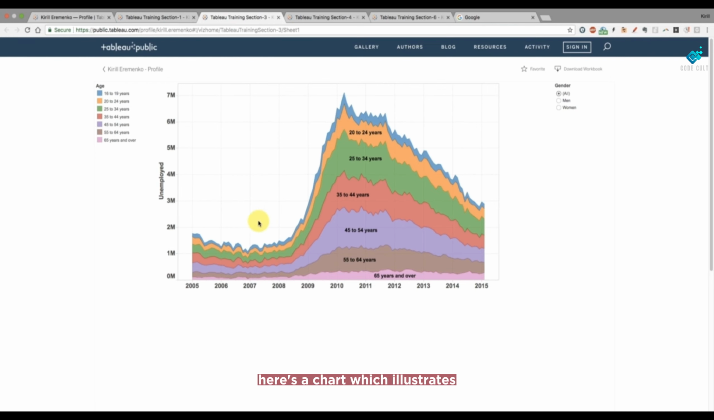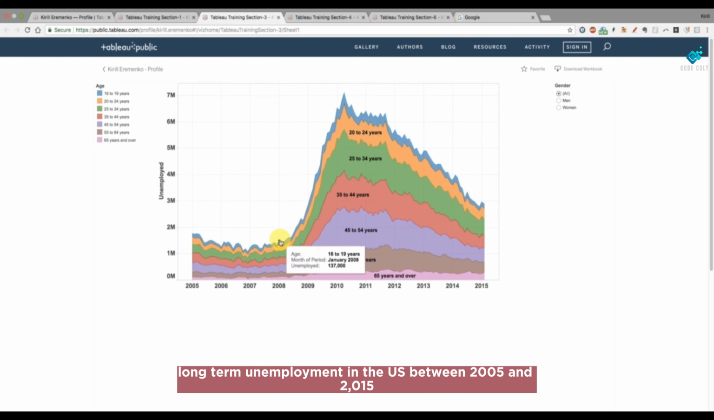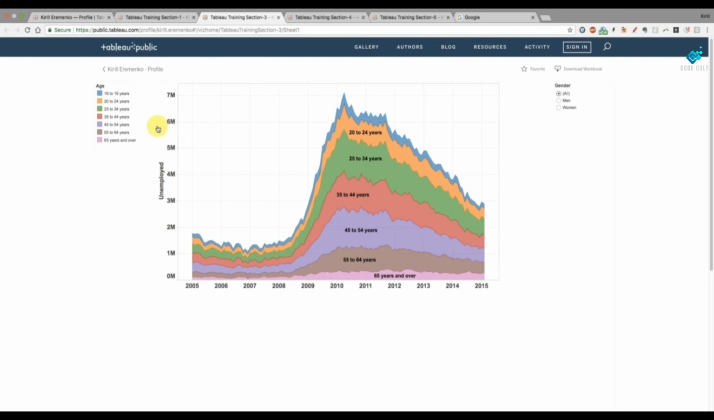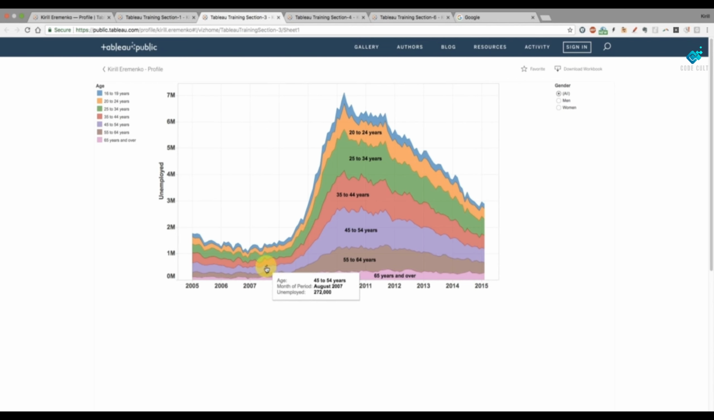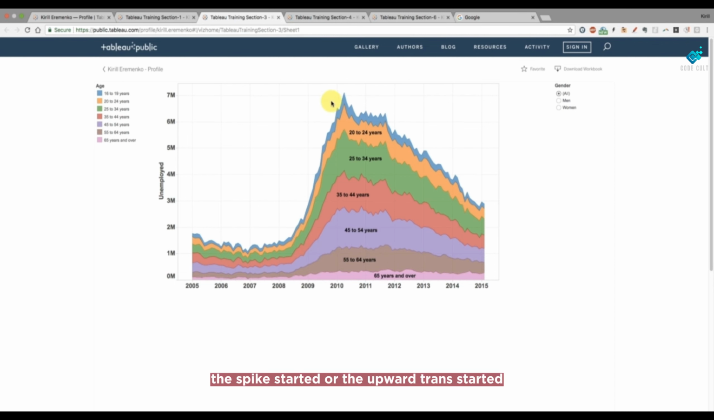Here's a chart which illustrates long-term unemployment in the US between 2005 and 2015. Long-term unemployment is 27 weeks or longer, and you can see how it was changing. You can see the huge spike after the GFC, when the crisis was underway: the upward trend started, and we can actually see that. It's also split by age groups, and this type of chart is called an area chart.